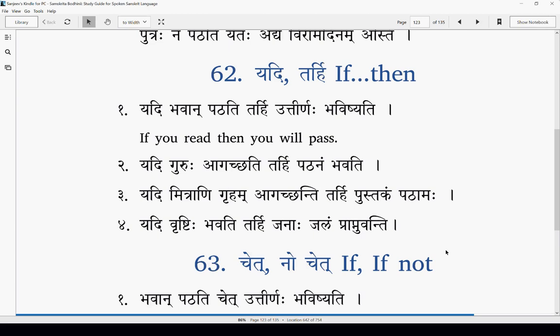Mangala bhagini. यदि भवती पठति तर्हि उत्तीर्णा भविष्यति. Yes, उत्तीर्णा should become उत्तीर्णा, yes. यदि भवती पठति तर्हि उत्तीर्णा भविष्यति. Next one: यदि गुरुः आगच्छति तर्हि पठनं भवति.